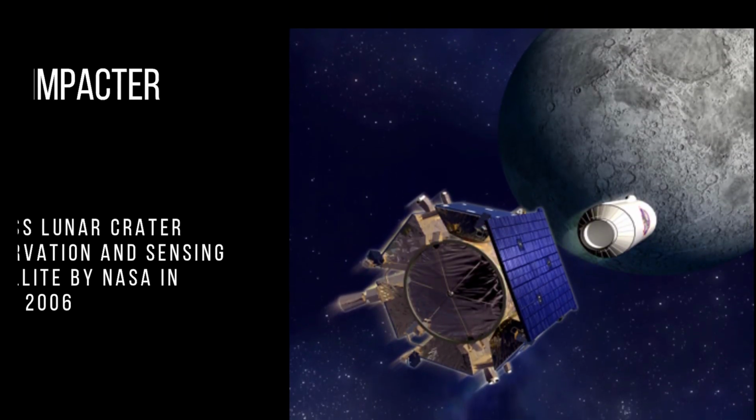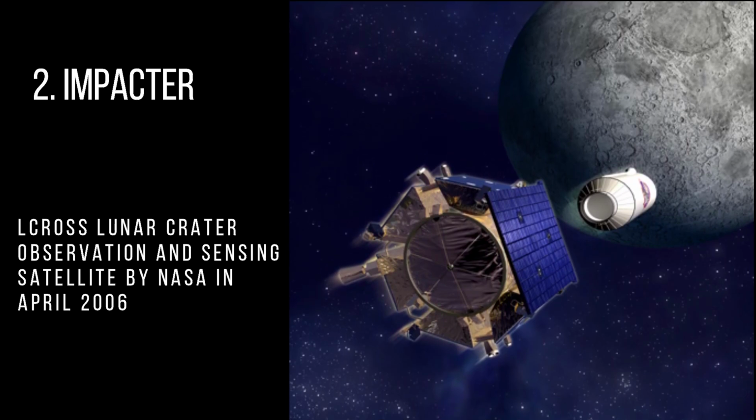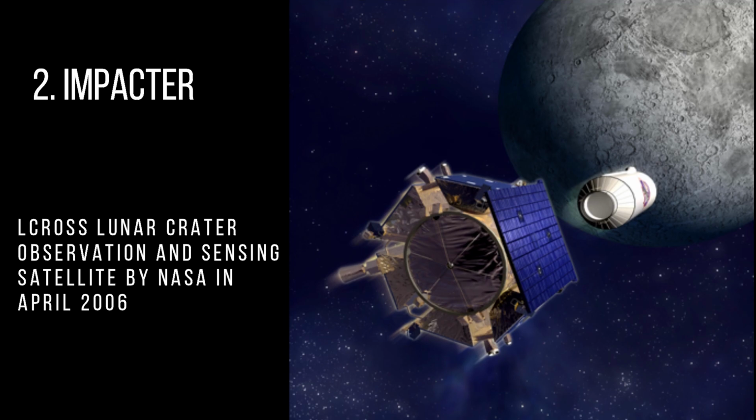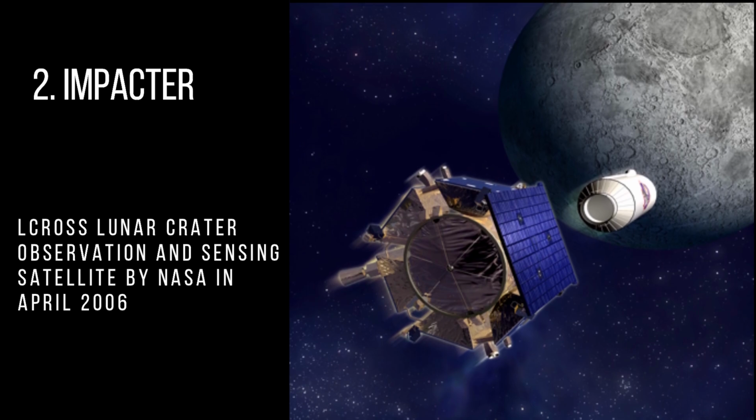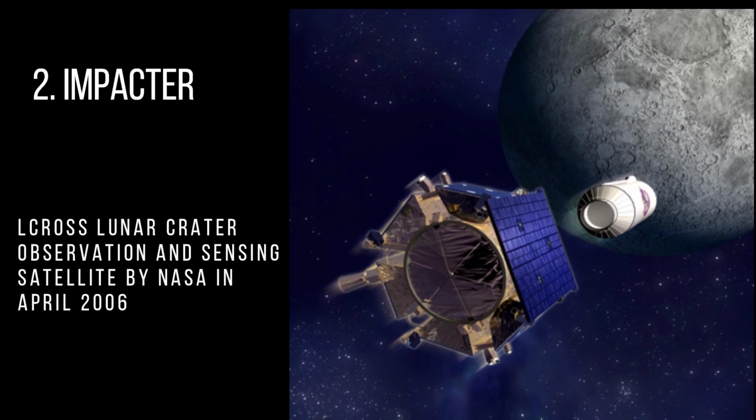Now we have a special space probe called an impactor. An impactor is set to hit a body, and usually an accompanying probe will analyze the effect of its impact. An impactor will disturb the materials, allowing us to find what the body is composed of in a way that an orbiter and lander couldn't. And here in the picture we can see LCROSS, the Lunar Crater Observation and Sensing Satellite, by NASA in April 2006.